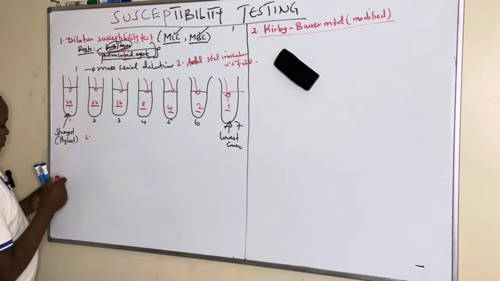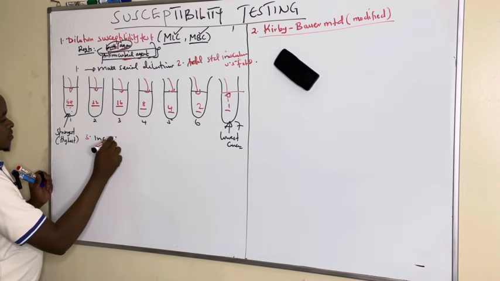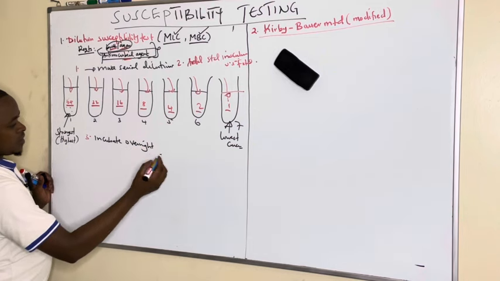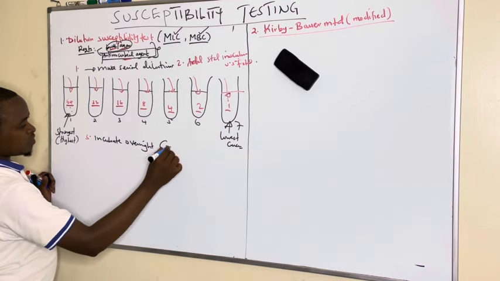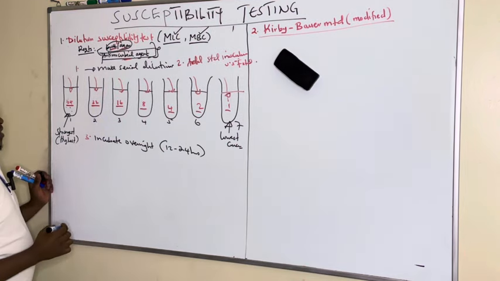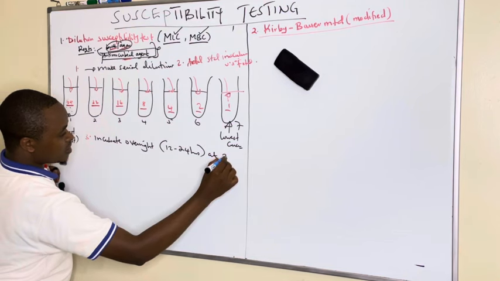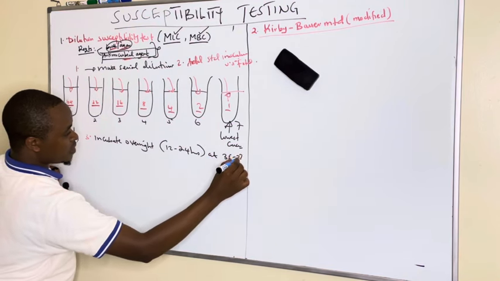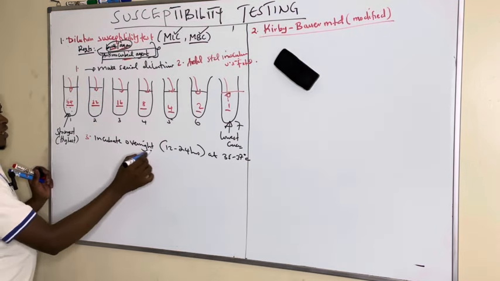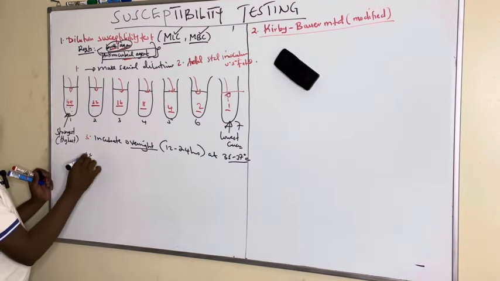Number 3 is we incubate the tubes overnight, normally for 12 to 24 hours at a temperature of 35 to 37 degrees centigrade. After incubating overnight at this temperature, we come and we read.